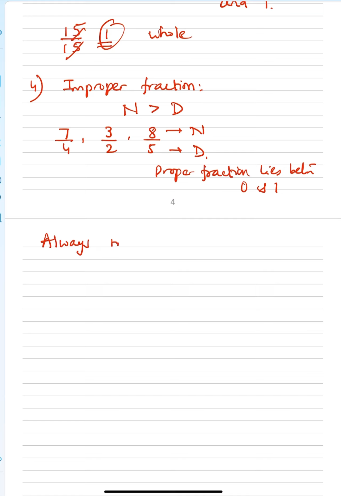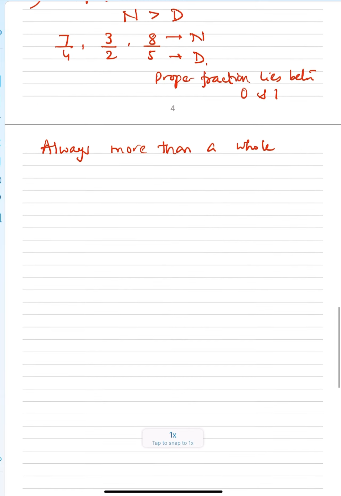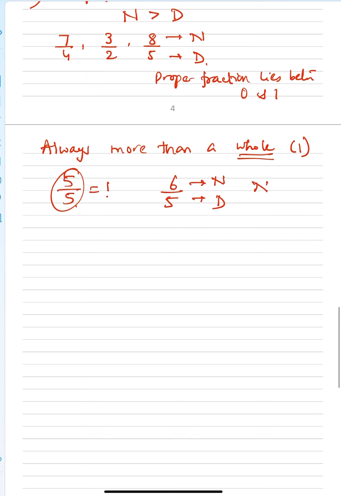Now improper is different, that is always more than a whole. Why? Because the numerator is greater than the denominator, so whole means 1. So I cannot take 5 upon 5, this will become 1. I can take 6 upon 5. 6 upon 5, again the numerator is greater than the denominator, so this is the improper fraction. Okay, this is what the improper fraction is.